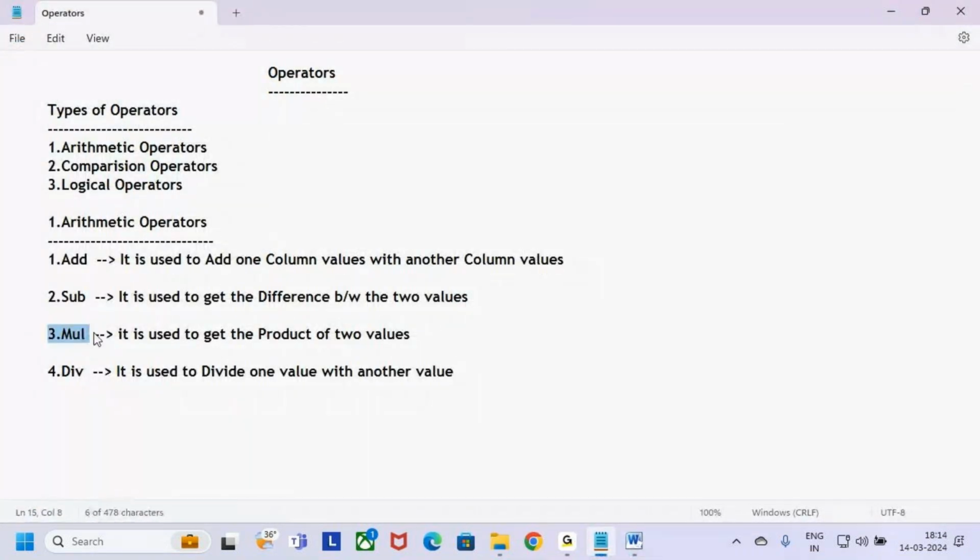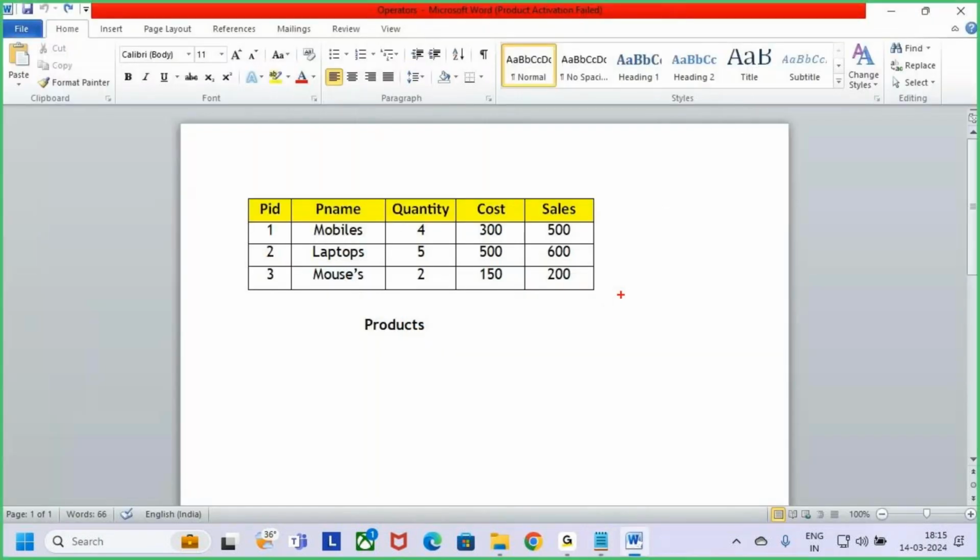Now when to use this multiplication and division? Let me go with the multiplication operator first. As I said, it is used to get the product of two values. Now try to understand what my requirement here is. What's the cost of each mobile? 300. How many mobile phones am I buying here? What is the quantity? 4 mobile phones.